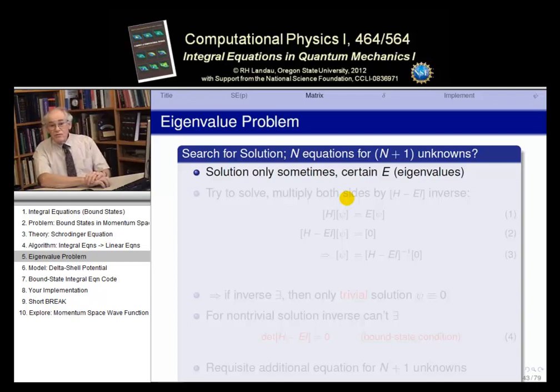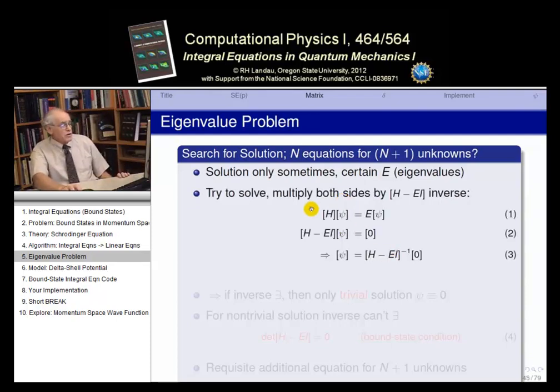So how do we get around that? How do we get another equation? Well, let's try to apply some mathematics here and be clever, okay? So in equation 1, we have our Schrodinger equation. H psi is equal to E psi. We can move the right-hand side to the left-hand side. In other words, subtract E times psi from both sides. Subtraction is always a legitimate operation. So if we do that subtraction, we have equation 2 here.